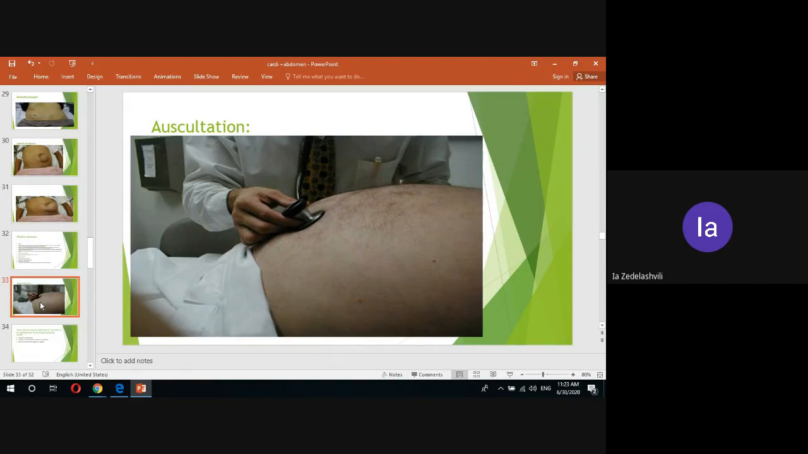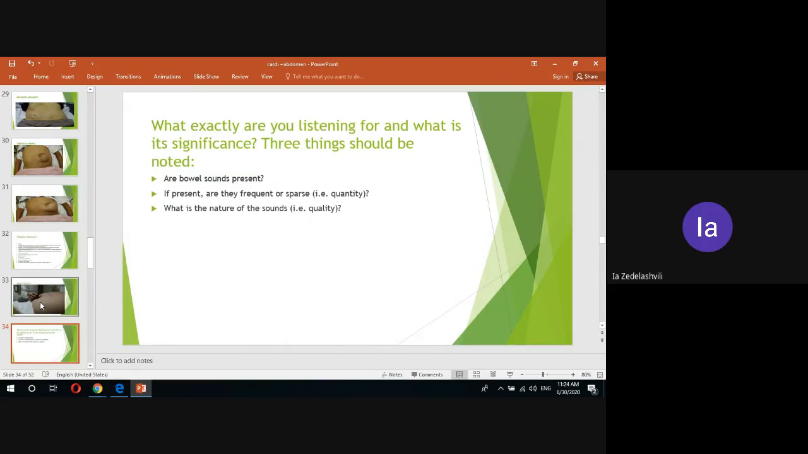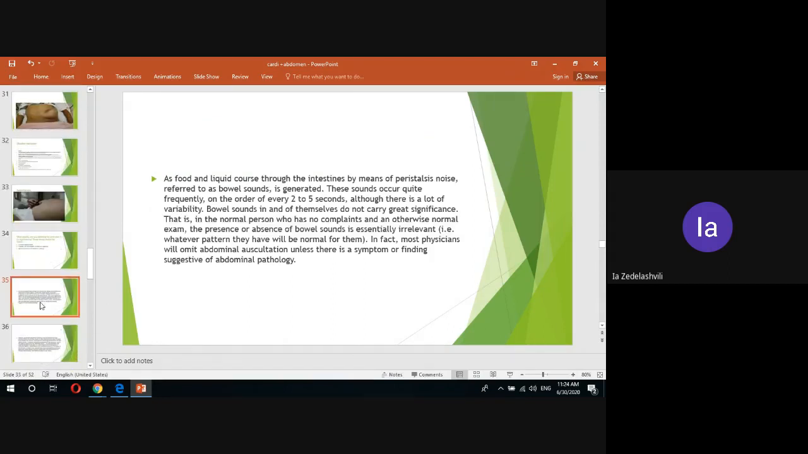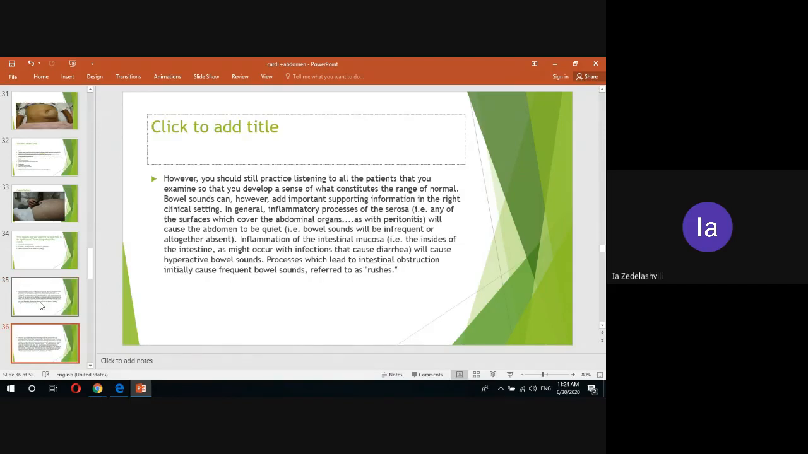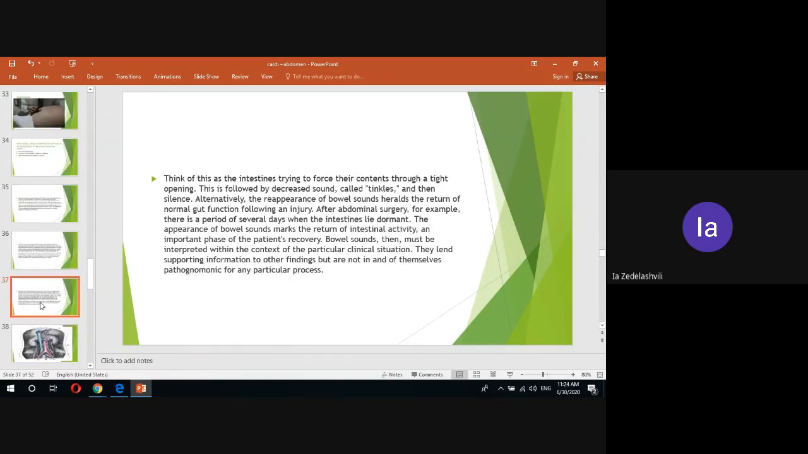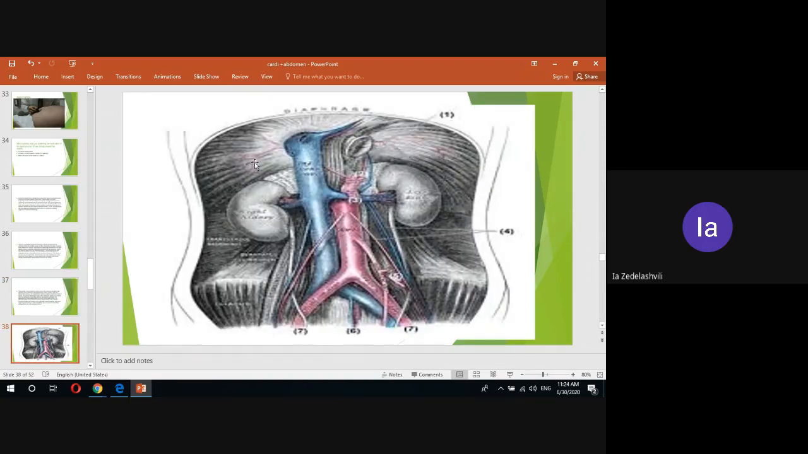Now, from which quadrant do you begin? The main idea is from the right side to the left side, in a clockwise direction. Then what you have to find and how, in which period: every 2 to 5 seconds the sounds occur, but you have to wait 5 minutes if there is dullness. Then what kind of problems can exist, for sure rashes and so on. Then we have to think about the arteries, the main arteries on the abdominal side, like the aorta with its branches.